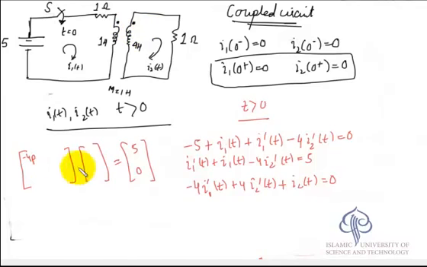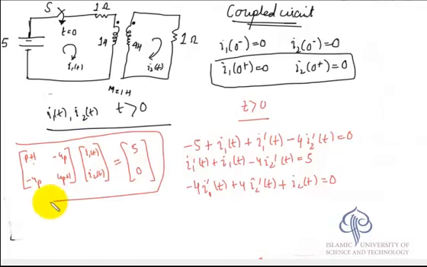So you have, for the first equation, p plus 1 minus 4p, and for the second equation you have minus 4p and then 4p plus 1, multiplying I1t and I2t, is equal to 5 0. So this is the differential equation set for the circuit.